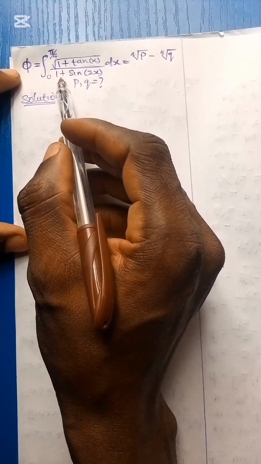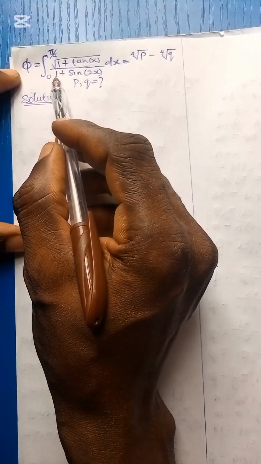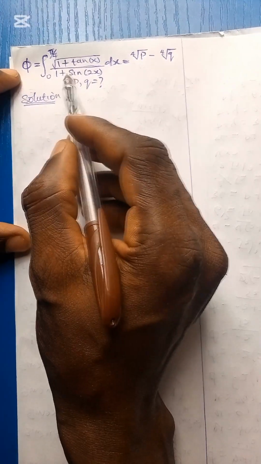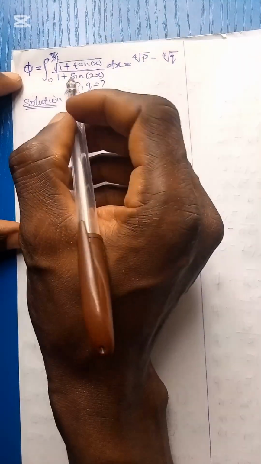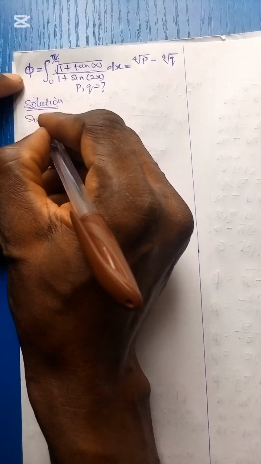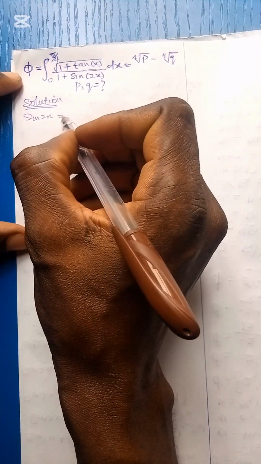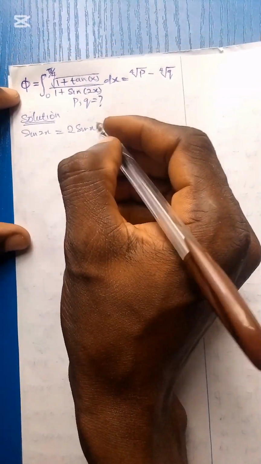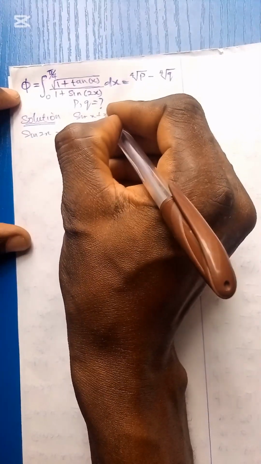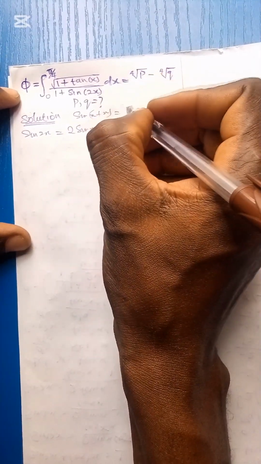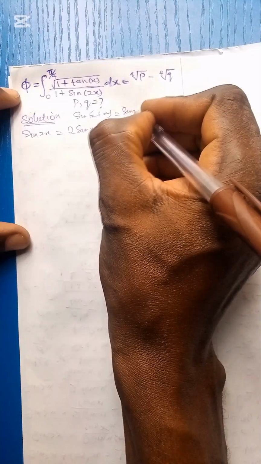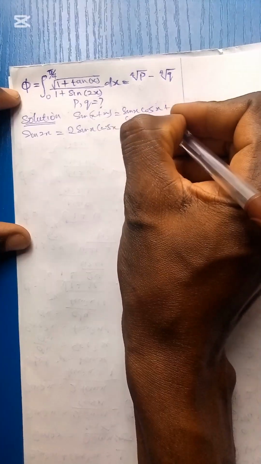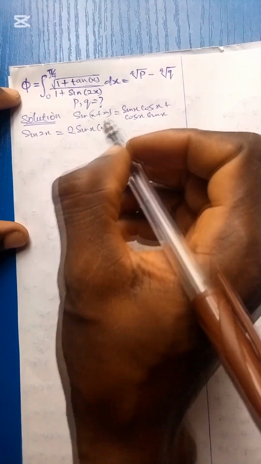So, to proceed, we need to ensure that the integrand is in terms of tan x. So to do that, let us first of all tackle the denominator. The denominator has sine 2x as part of it, and we can rewrite it as 2 sine x cos x, because if I have sine of x plus x, which is sine 2x, I can write the equivalent as sine x cos x plus cos x sine x. And when I add the two of them together, I will have this.